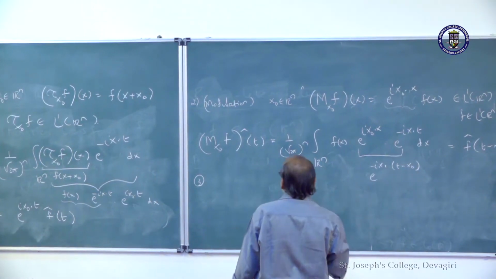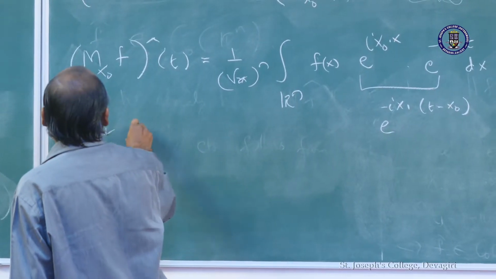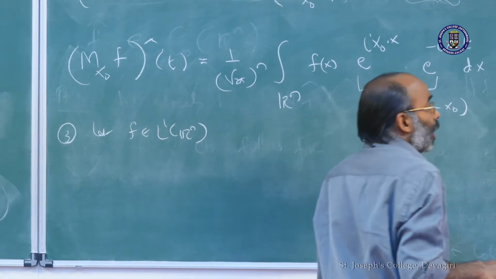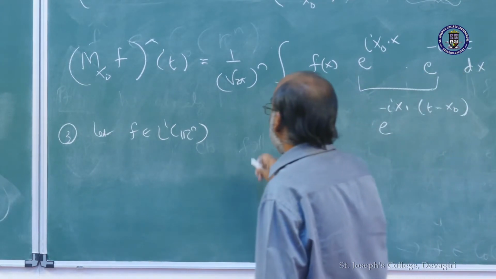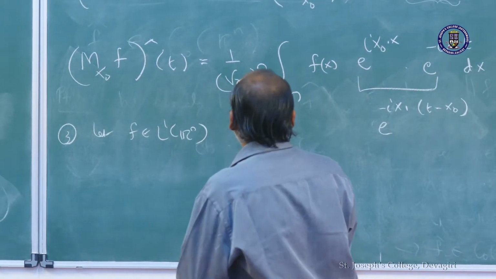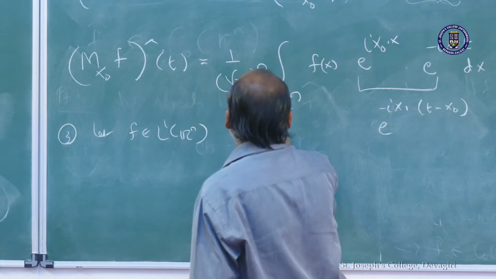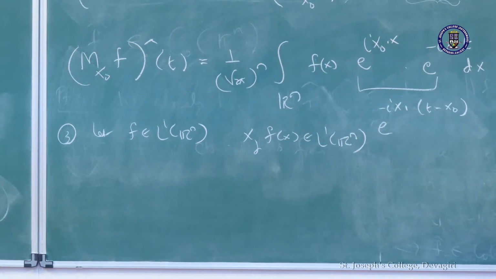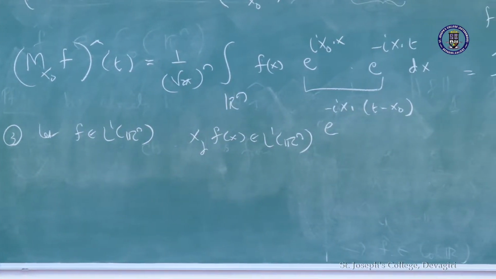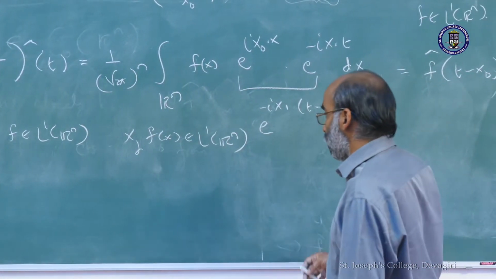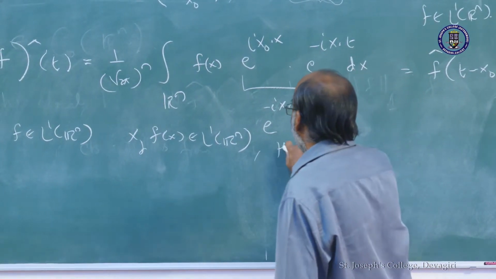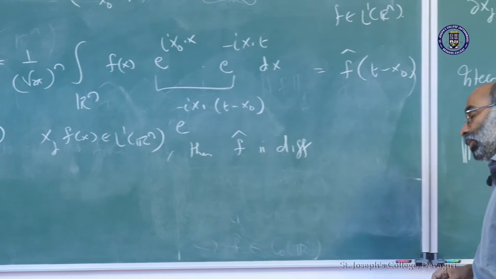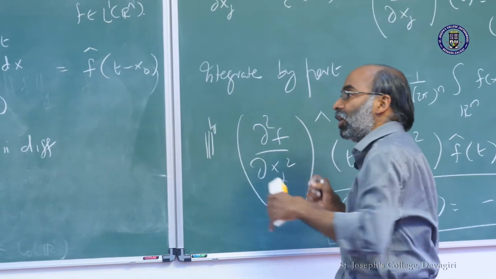Well, we have done one way, so let us do the other way. Let f belong to L1 of Rn, and I want to multiply the function, so let us take xj times f of x, which belongs to L1. Here I am multiplying f with xj, where xj is the jth coordinate. Then I want to say f hat is differentiable. So, I want to say multiplication goes to differentiation under Fourier transform.